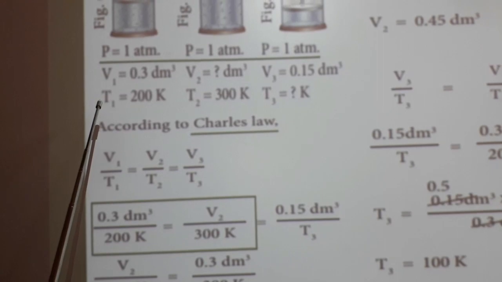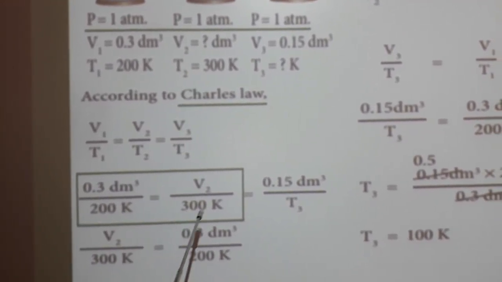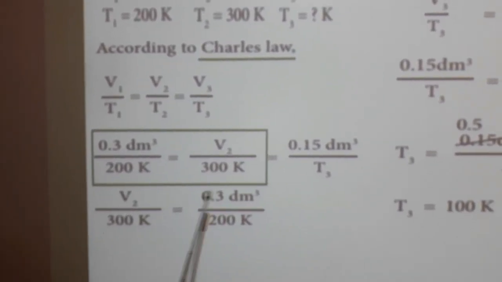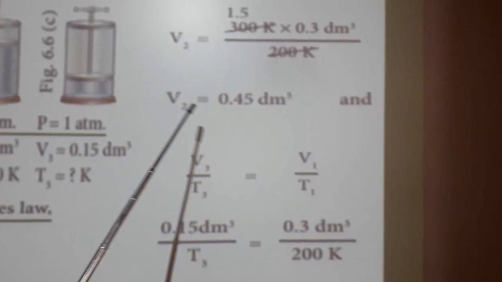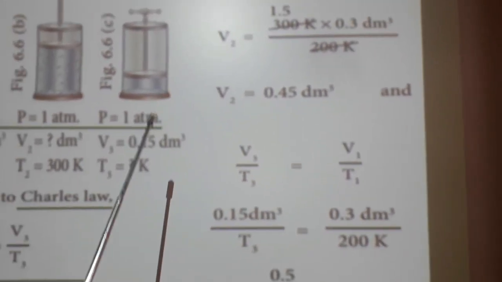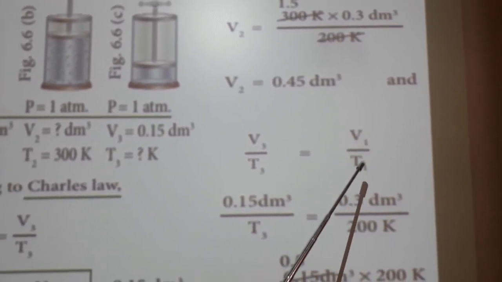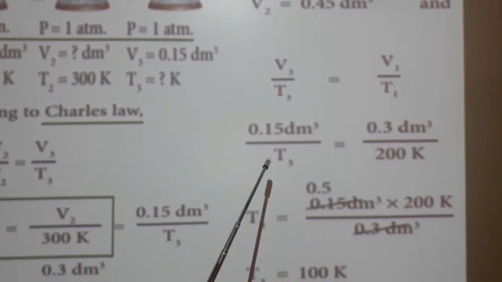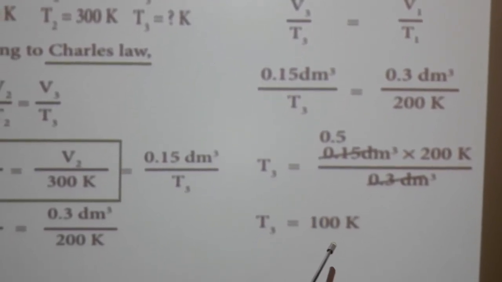In this one, we know the V1 and T1 values well, the V2 value we don't know, and the T2 value we know. So we take this one alone. The V2 value, by cross multiplying these data and then striking out this data, we get V2 as 0.45 decimeter cube. Afterward, in this third one, the T3 value we don't know, so we take V1 by T1 is equal to V3 by T3. We get the T3 value by cross multiplying the data. After crossing that, we get the answer T3 is equal to 100 Kelvin.